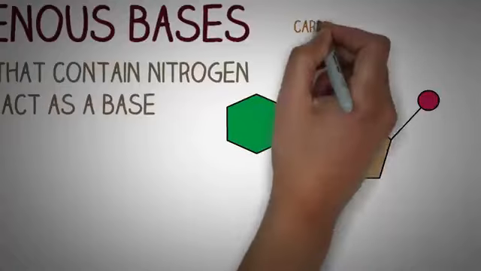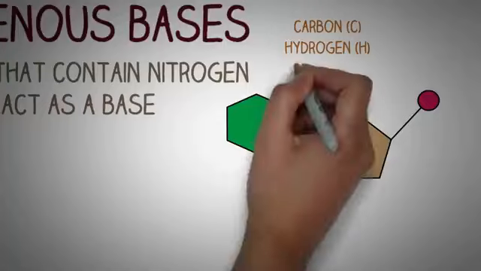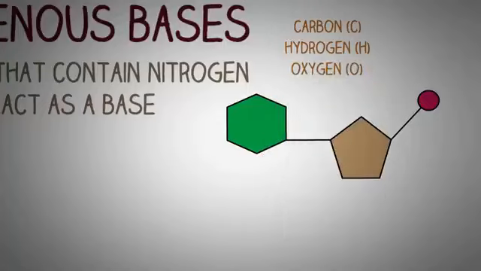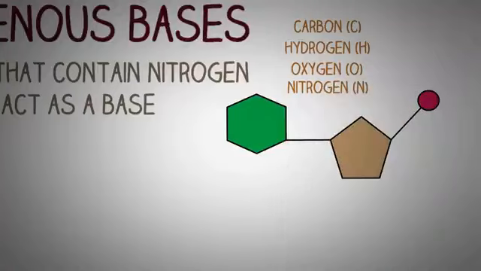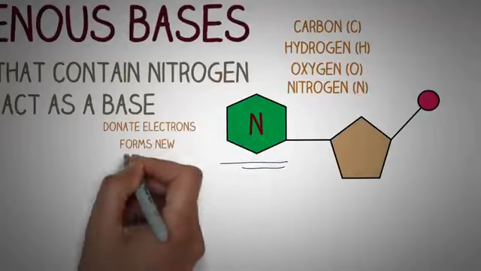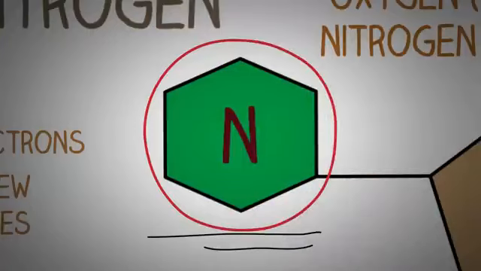Now, most of you know that the human body contains organic chemicals which have carbon, hydrogen and oxygen in varying amounts. In nitrogenous bases, nitrogen combines with all of these atoms to form ring-like structures. These molecules are called bases since they can donate electrons to other molecules and form new molecules in this process. The nitrogen combines with all of these other atoms to form ringed structures.